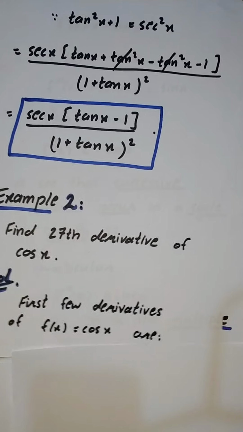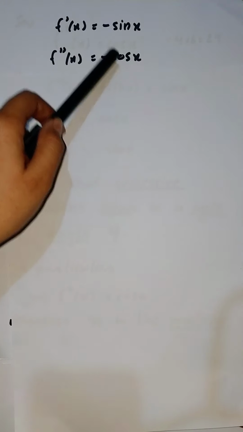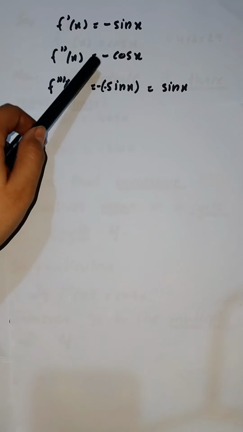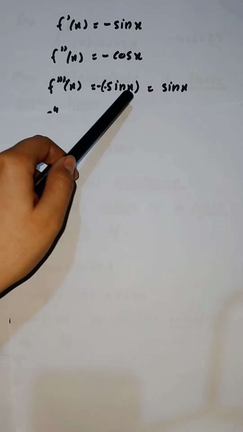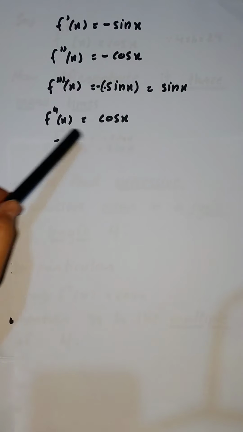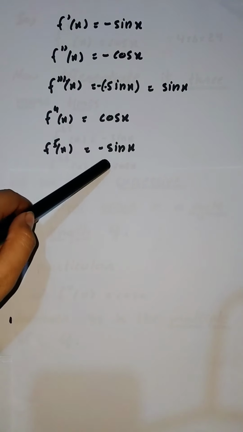The first derivative of cos x is equal to minus sin x. Again, when we differentiate it, the derivative of sin x is equal to cos x, minus sin as it is. Then again, differentiating it, we know that the derivative of cos x is equal to minus sin x, and this minus sin as it is, and it will give us sin x. The fourth derivative of sin x is equal to cos x, and the fifth derivative of the function is minus sin x.